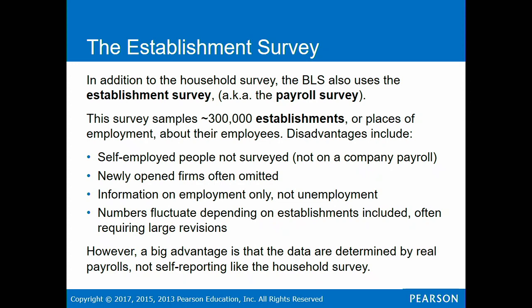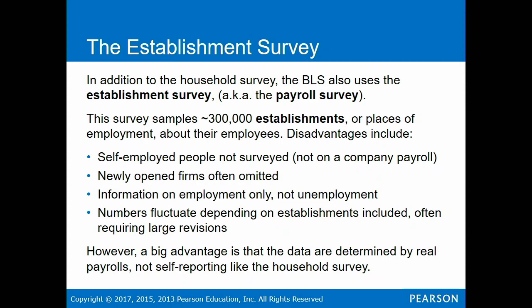We talked about some of the problems with actually surveying people. So another thing the BLS does is use what they call the establishment survey. So they go to businesses and ask them about their employment. Now, there's also some disadvantages to this. Self-employed people aren't being surveyed, so we're missing out on a huge chunk of employers and employees. You don't get newly opened firms in there, so again, you're missing some types of firms. And you only get information on employment. You can't get unemployment from this, because you're not talking to the workers that aren't being employed.